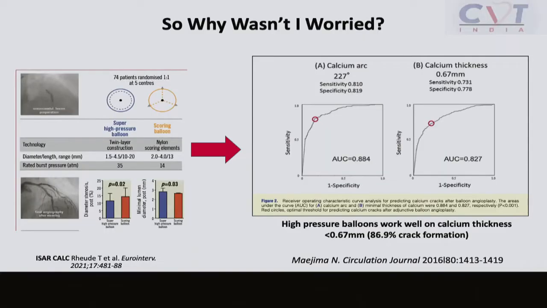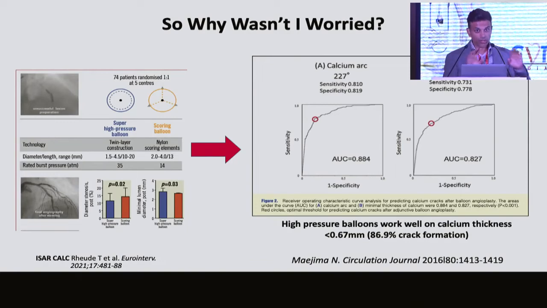So why wasn't I worried specifically? This is data from ISAR Calc in 2021, where they actually looked at NC balloons, OPN NC balloons specifically, and tried to develop a receiver operating characteristic curve using imaging to figure out where they work and where they don't. And what they learned was that when your arc is over 227 degrees.